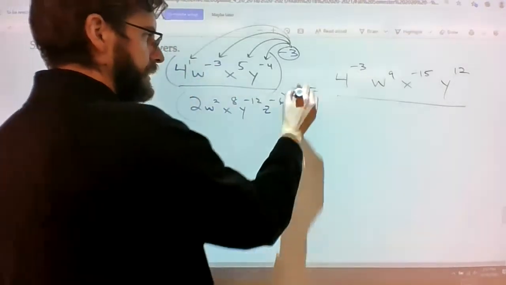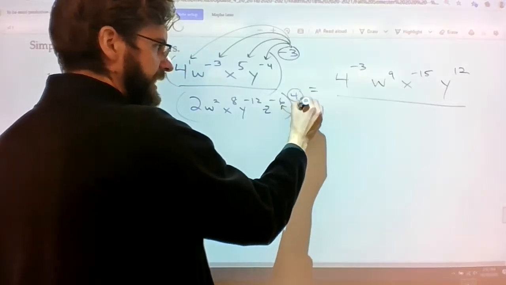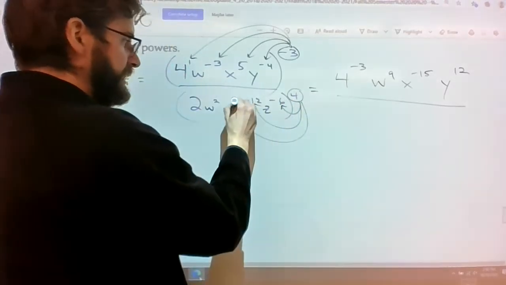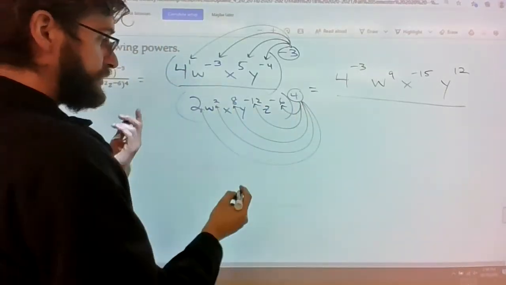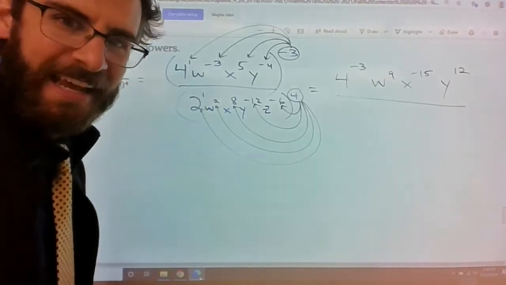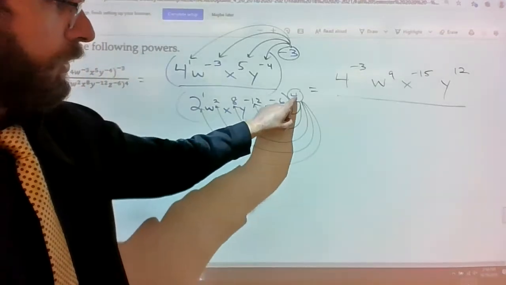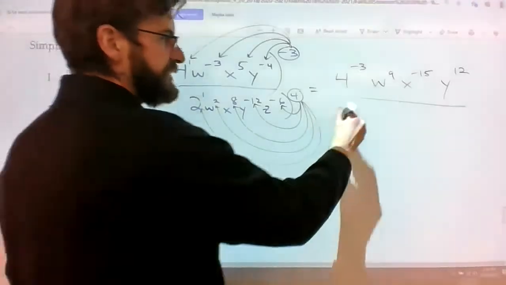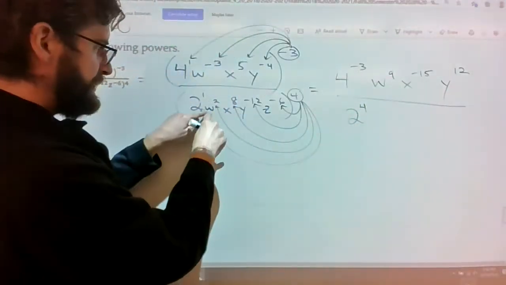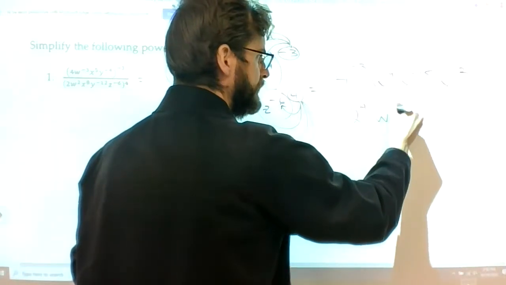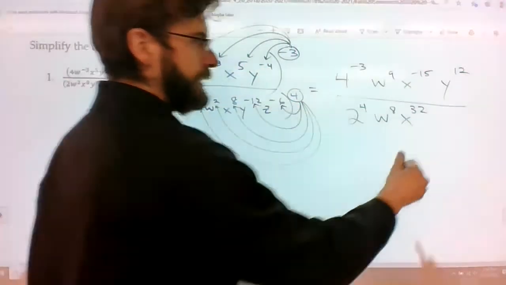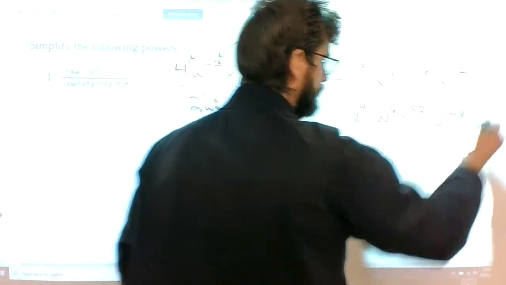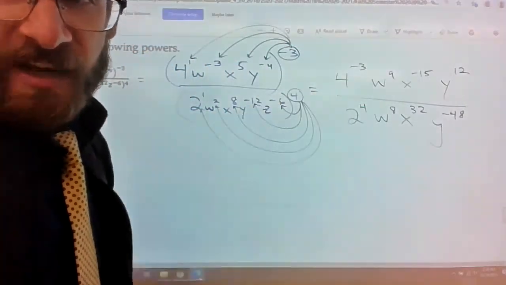Check out the bottom. The 4 is going to be distributed to the negative 6, to the negative 12, to the 8, to the 2, and to the coefficient 2. So remember, the 2 technically has an exponent of 1, so I'm taking that 4 times the 1 there. It's going to be 2 to the 4th power, w to the 2 times 4, x to the 8 times 4, y to the negative 12 times 4, and z to the negative 6 times 4.